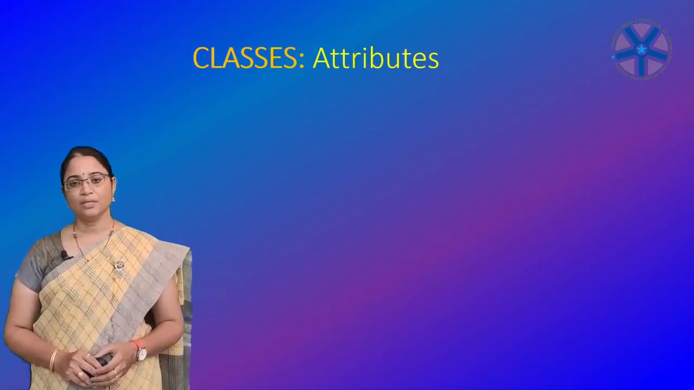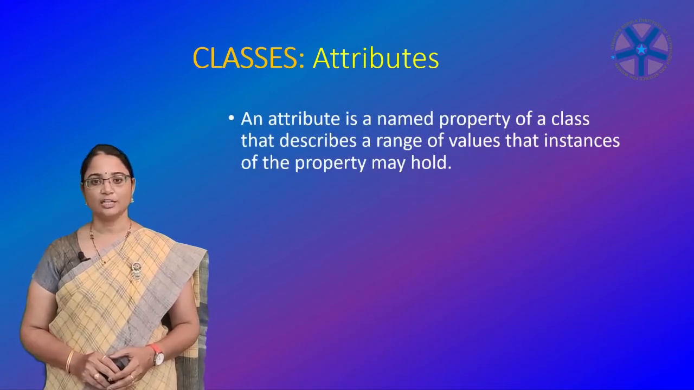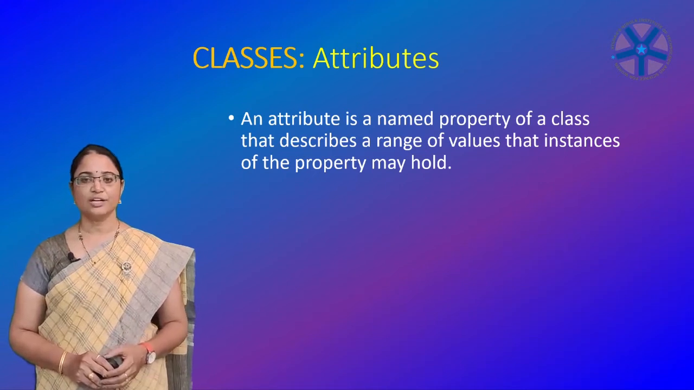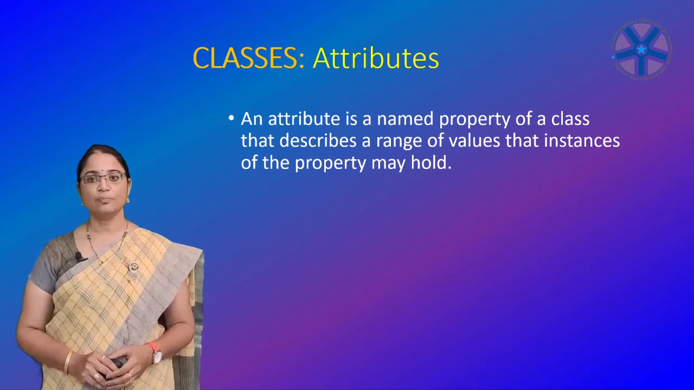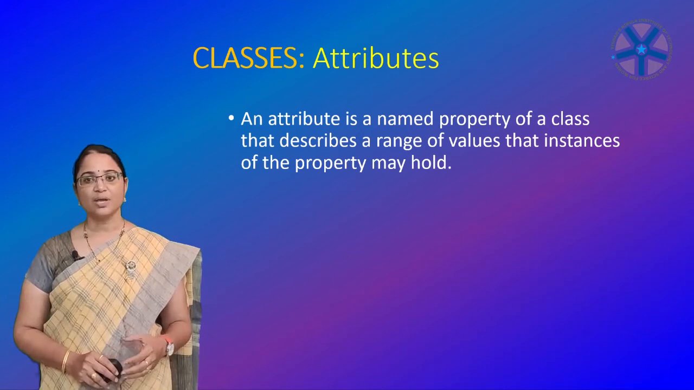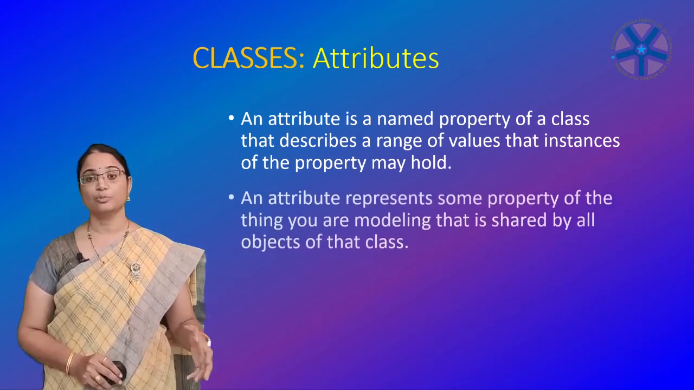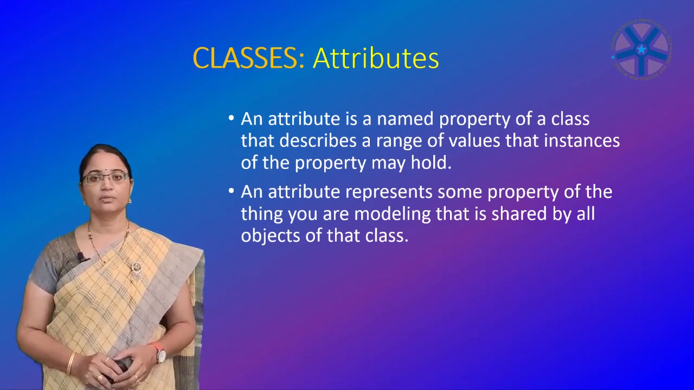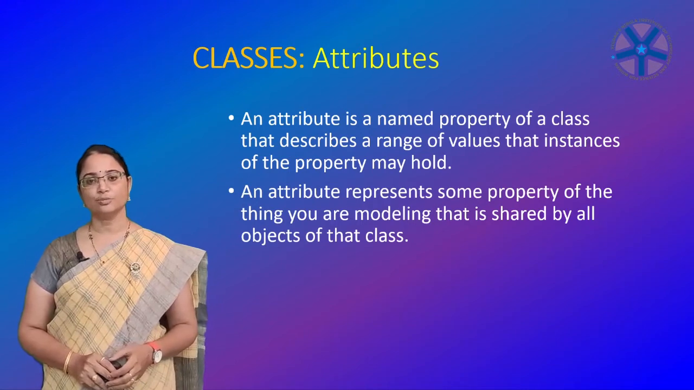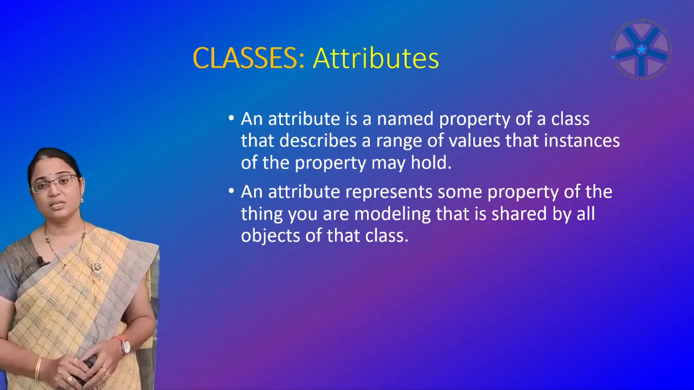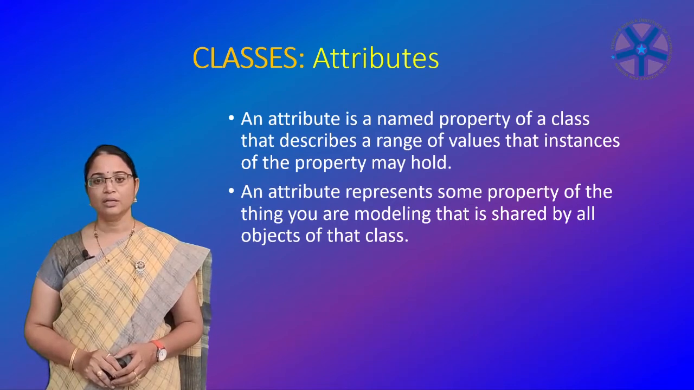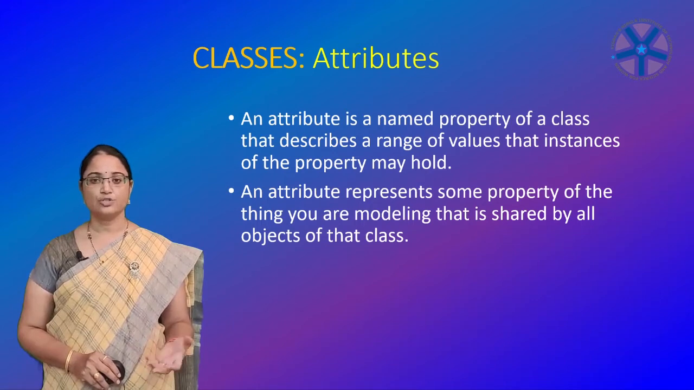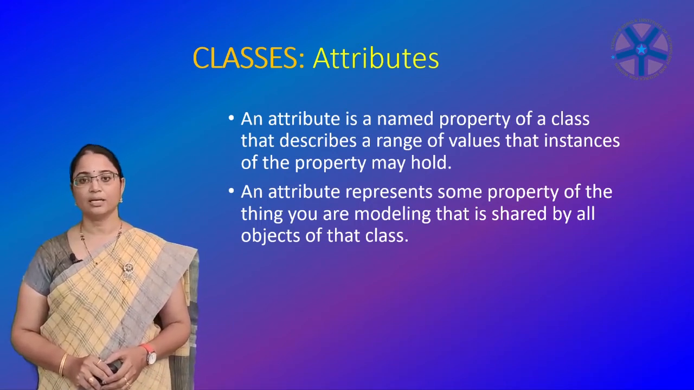Next, coming to the second compartment, that is nothing but the attributes. An attribute is a named property of a class that describes a range of values that instances of the property may hold. A class may have any number of attributes or no attributes at all. An attribute represents some property of the thing you are modeling that is shared by all the objects of that class. If I take third CSE as a class name, then you can have attributes such as student name, student roll number, student address, student days. That might be the attributes of a particular class.